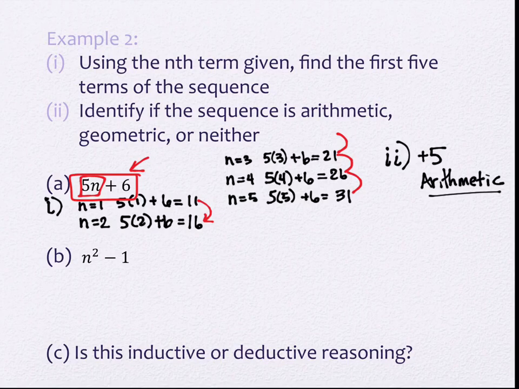Yeah. Let's do the pattern for the next one. n equal to 1, n equal to 2. So I have 1 squared minus 1.